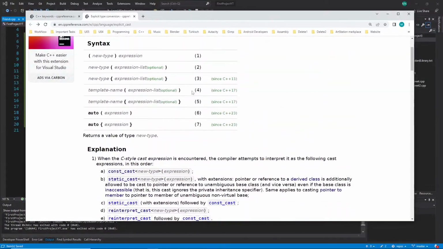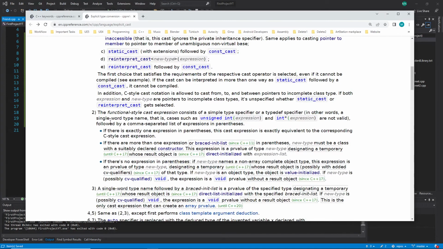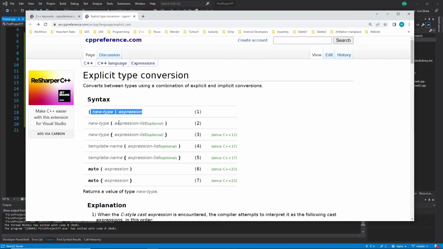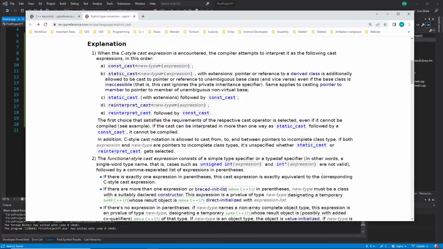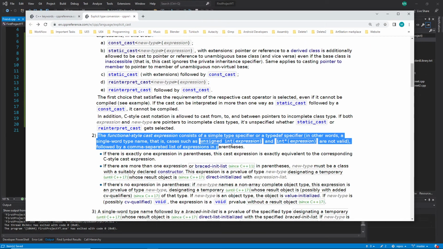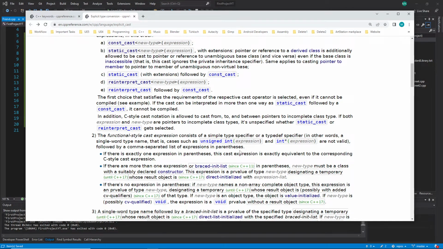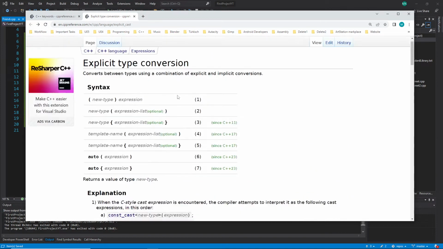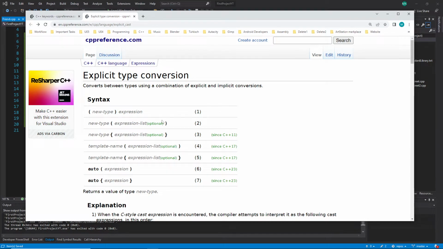When we go to the second example here, which is our functional style, let's read this one as well a little bit. It says here the functional style cast expression consists of a simple type specifier or a typedef specifier. In other words, a single word type name; cases such as unsigned int are not valid. So here we have a little bit of change. The first one and the second one are not equivalent at this point, because here you have to use one single word type. Here you can use, here was this restriction not, here we have this restriction, right? All right, followed by a comma separated list of expressions in parentheses. And this comma separated list here is optional. You can use one expression, or you can use more expressions.